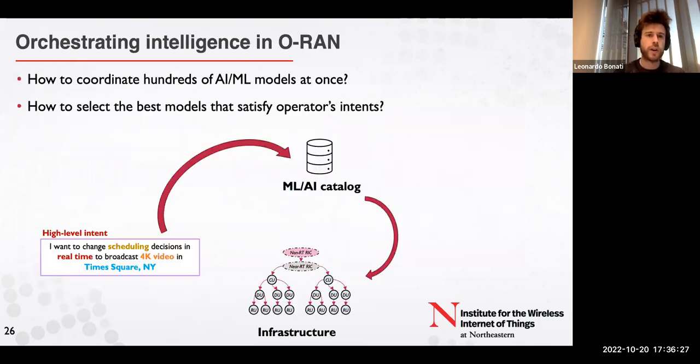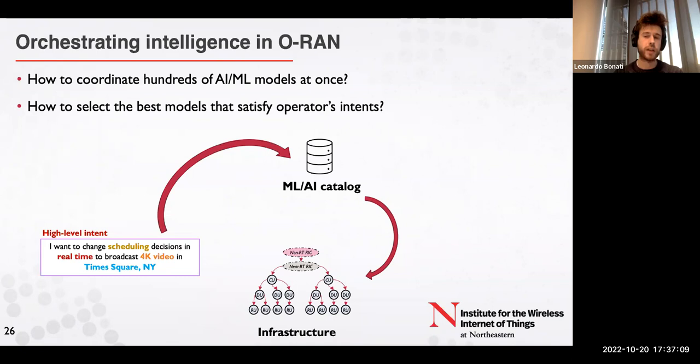Another actually very relevant component to this is what is called an orchestrator, and the operations that are the orchestration of the intelligence in the O-RAN or in the Open RAN also. So after we have our models and we want to deploy our models, how do we coordinate hundreds of models at the same time? So how do we coordinate the deployment and the running of hundreds of artificial intelligence and machine learning models at once and in an automated way? And how, even more importantly, how do we select the best model that satisfies the operator intent?